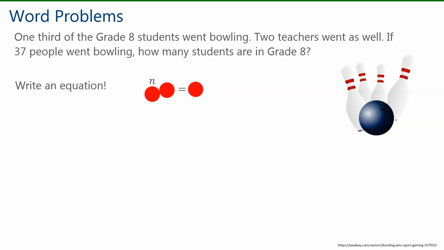1/3 of all the students would mean n divided by 3. But in this case, 2 teachers went as well, so we need to add 2 to the fraction. And in total, there were 37 people. So this is the equation that represents this word problem.